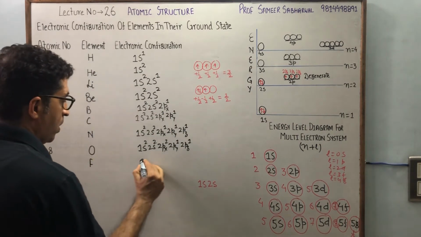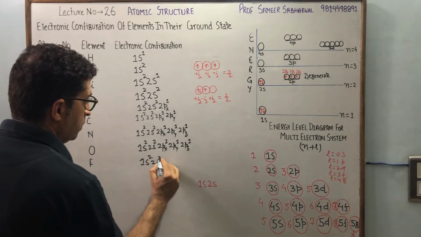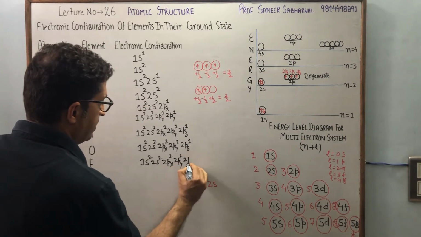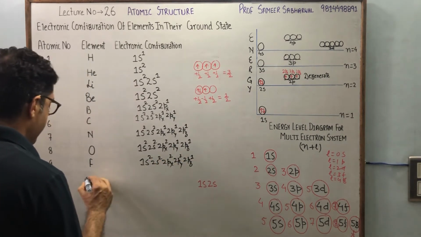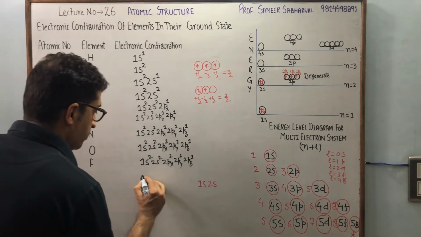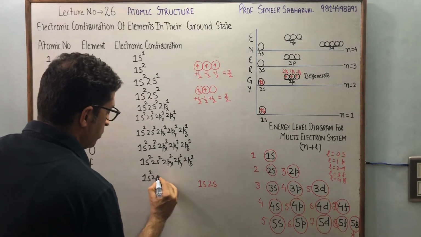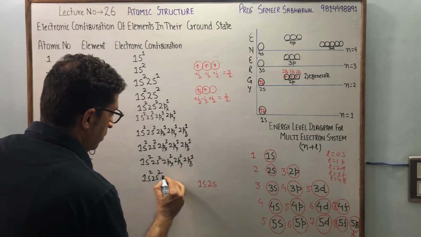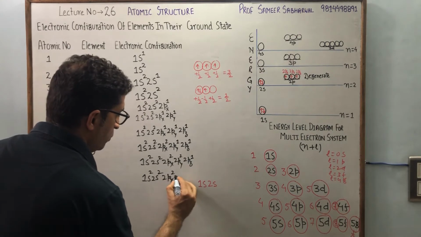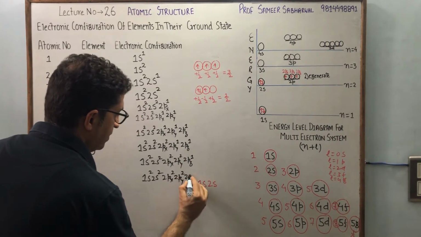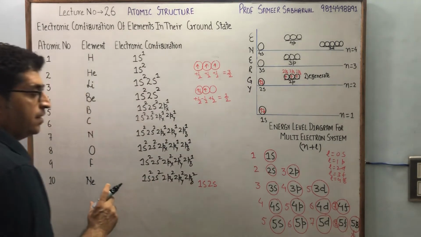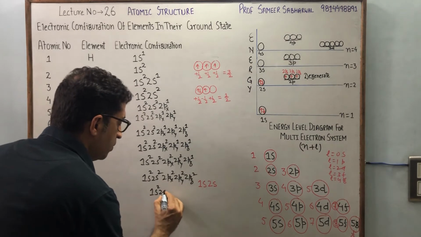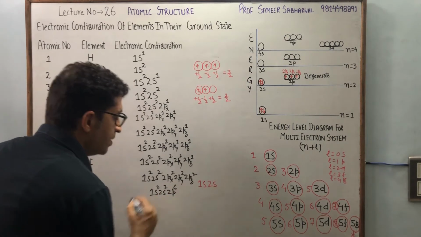Fluorine: 1s2, 2s2, 2px2, 2py2, 2pz1, and 10 is neon. This is 1s2, 2s2, 2px2, 2py2, and 2pz2. Since p subshell is completely filled, I can write it to be 1s2, 2s2, 2p6.